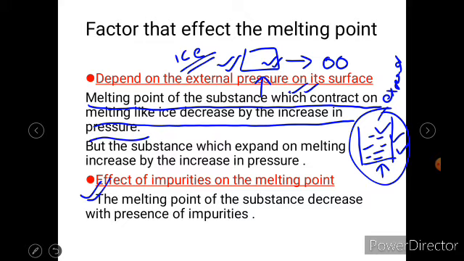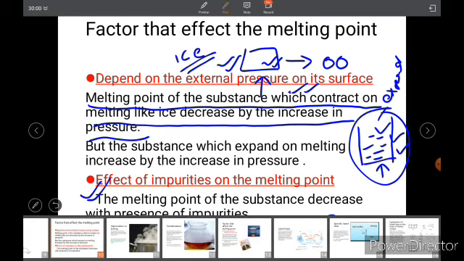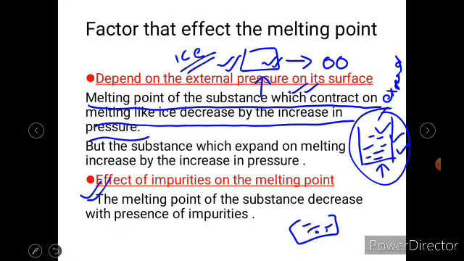Now the second part is about impurities. Suppose there are impurities in any solid. The presence of these impurities will decrease the melting point. The presence of impurities in the substance decreases the melting point.